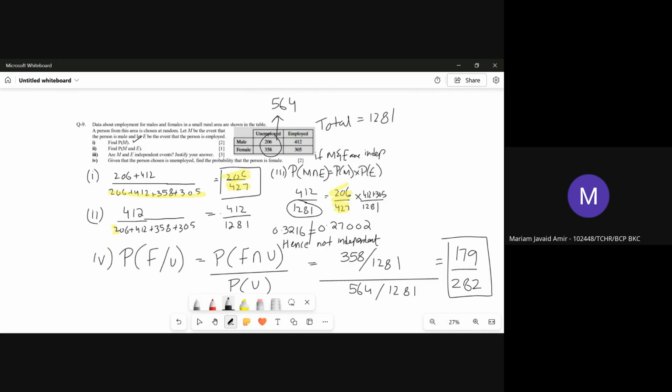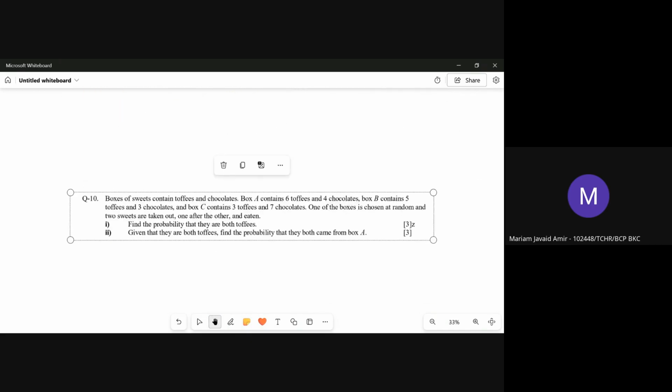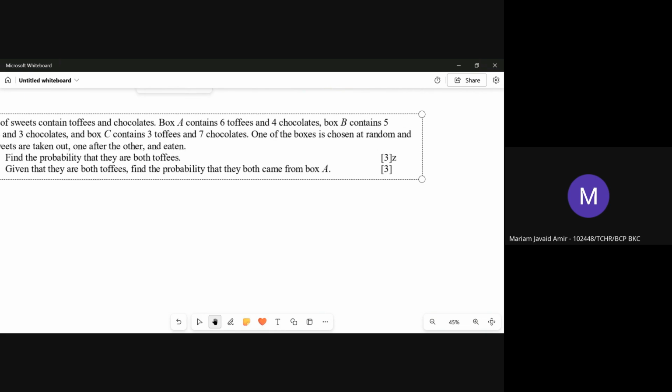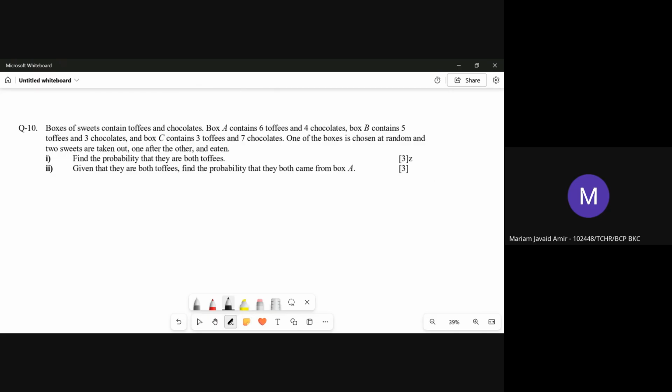My target for today was question till question 10, including homework. So inshallah we'll just get to finish question 10 and that means there would be no homework. So let's quickly do 10 as well and be done with it.